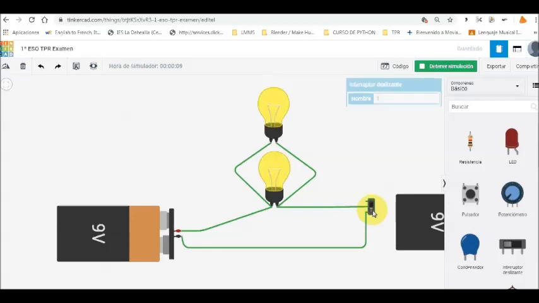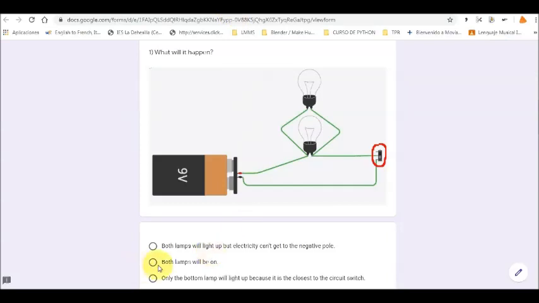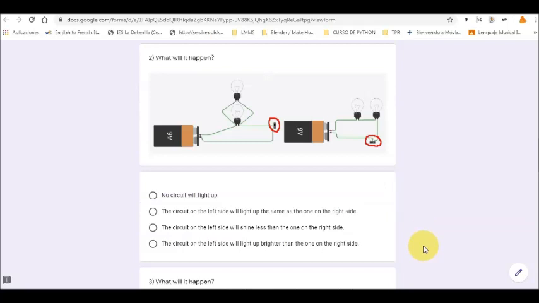That's what I'm going to do now, and as you can see, both lamps light up, okay, which is the right answer in this situation. But the difference between this one and this one, the first possible answer said that both lamps will be on, but the electricity won't be able to pass through the whole circuit up to the negative pole, which is absolutely impossible, and you should know that. So this is the right answer. Okay, let's move on up to the second exercise.